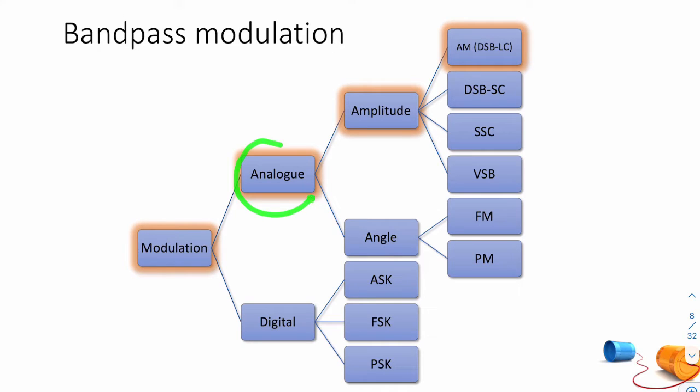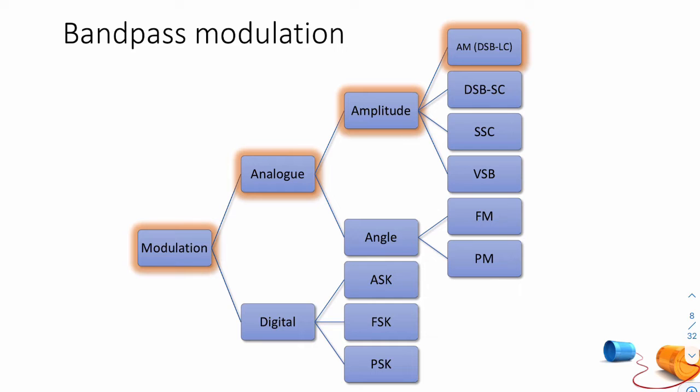Remember we said there's analog and digital. So today we're going to be talking about a particular type of analog modulation, which is amplitude modulation. Now, I said amplitude modulation comes in a number of variants. Today we'll be looking at this, AM. AM doesn't stand only for amplitude modulation. It stands for a particular type of amplitude modulation, which we call double sideband large carrier. So DSB-LC stands for double sideband large carrier.